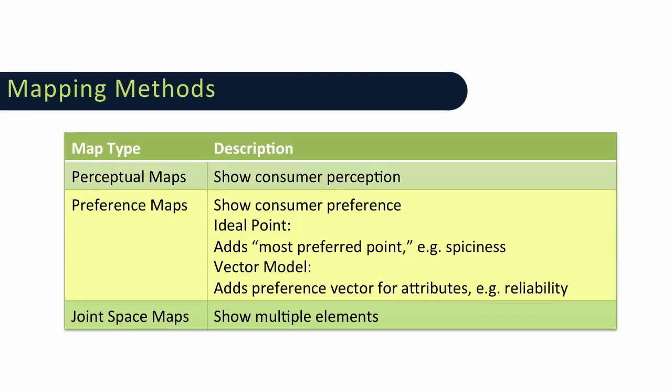Preference maps show what consumers actually want. Such maps are divided into ideal point types and vector model types. Ideal point types show a most preferred point, such as a most preferred level of spiciness in food, striking a balance between too bland and too spicy. Such maps are sometimes used in food and beverage studies. Vector model types add a preference vector for attributes that most people want, such as performance, reliability, and convenience. This course emphasizes perceptual maps over preference maps because we want to emphasize that different segments have different preferences, whereas preference maps strive to show the one true preference.